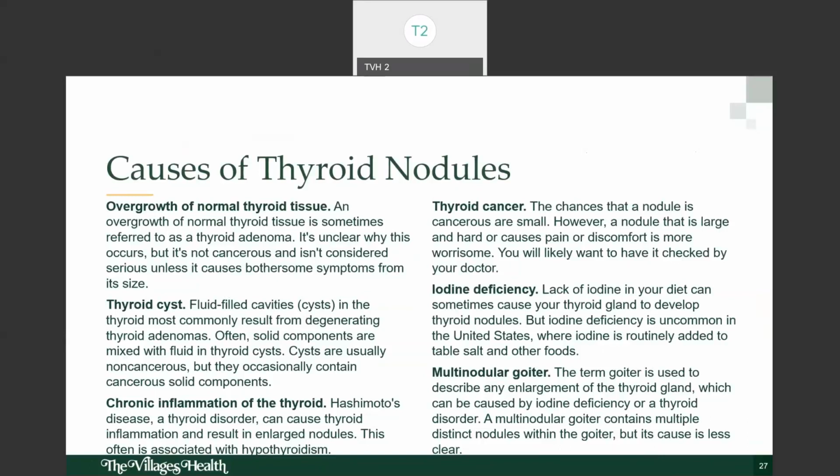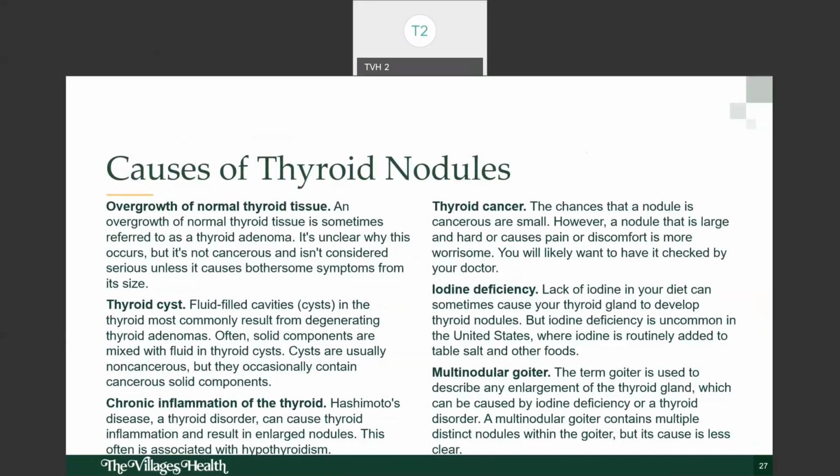Then the iodine deficiency, so lack of iodine in your diet, can sometimes cause your thyroid gland to develop some nodules. Again, iodine deficiency is uncommon in the United States, where we have iodine routinely added to our salts and other foods. And then here at the bottom, a multinodular goiter. This is what we saw in the picture on the previous slide. This is the term used to describe an enlargement of the thyroid gland.